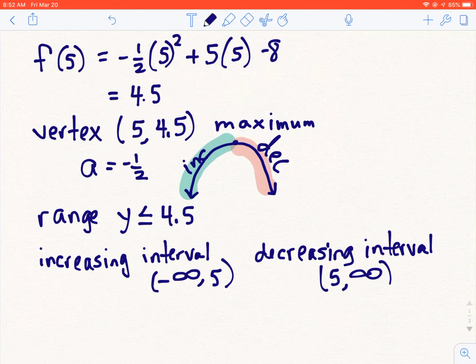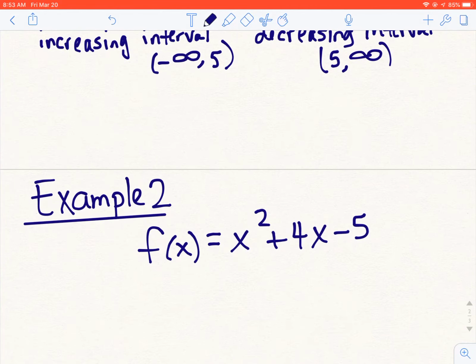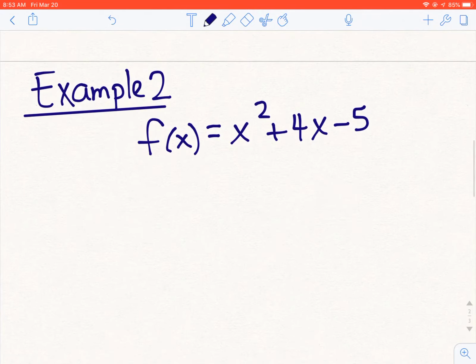I always like to make a little sketch of the parabola just to make sure I have the increasing and decreasing right, because again, very visual. So for me, it's very helpful if I draw a little picture of it so it makes sense to my brain. Okay? You have to be able to find all of those things on your next test. Okay, so let's do one more example, and here it is. Remember, we're trying to find the vertex, decide if it's a max or min, the range, and we're trying to find the increasing and decreasing intervals.